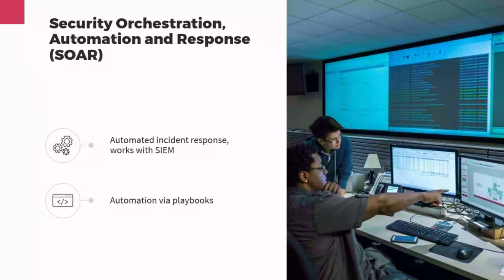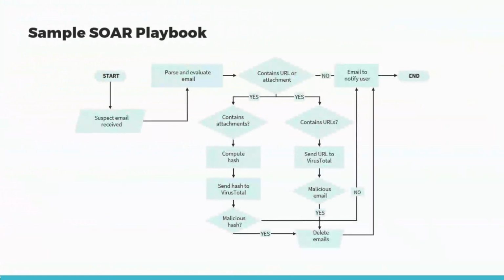So as an example, consider this sample SOAR playbook where at the beginning an email arrives and it gets checked by our configuration. So a suspect email is received. We parse and evaluate the email, and in the next step, does that message contain a URL or a file attachment? If no, then there might be an email to notify the user that the message has arrived, and that's the end of it. But if there is a URL or an attachment, then for file attachments, maybe compute a hash if we have something to compare it to see if the file's been tampered with, or send that hash to VirusTotal online.